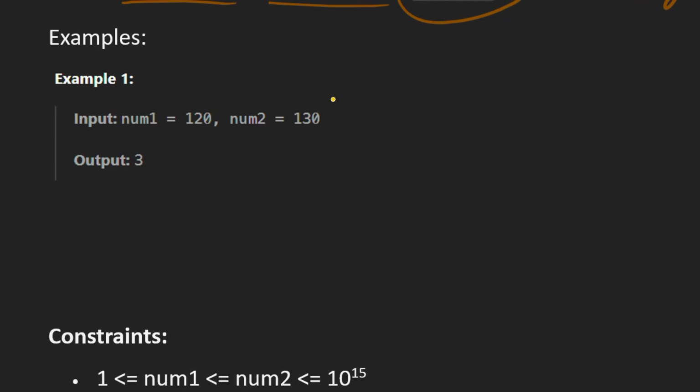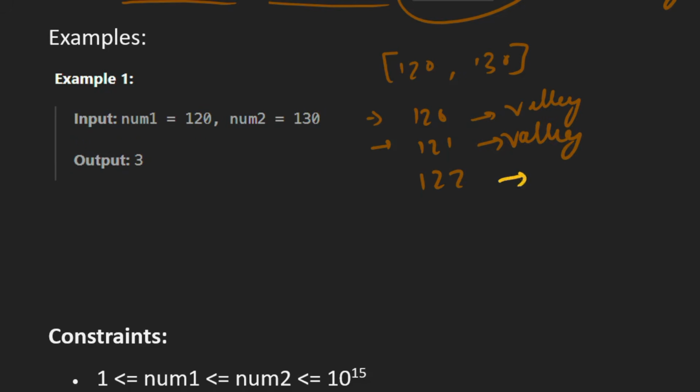So let's see an example. We have a range from 120 to 130. Let's start with number 120. 2 is greater than 1 and 2 is greater than 0, so a peak is found here. Then 121, again at 2 we have a peak. 122: we don't have a peak at this point because the 2 and 2 are equal, so not a peak. Then 123.